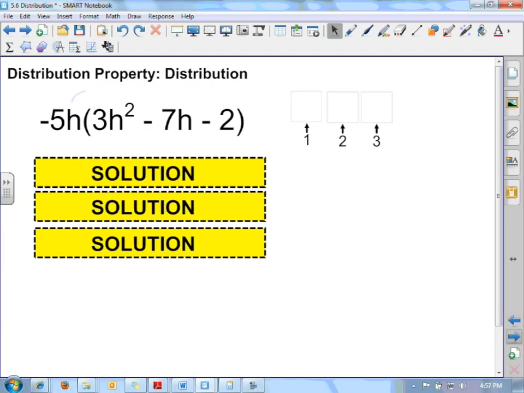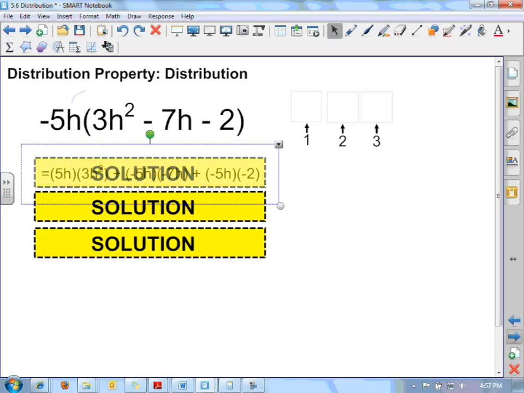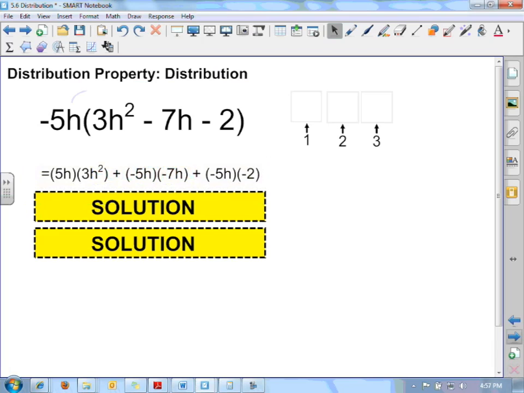So -5h times 3h squared. Again, we're multiplying like bases. So it's going to get -15h cubed. We multiply the -5h with the -7h, we're going to get positive 35h squared, and -5h times -2, we should get positive 10h. So I showed how we're doing it. We're adding terms or we're adding tiles.